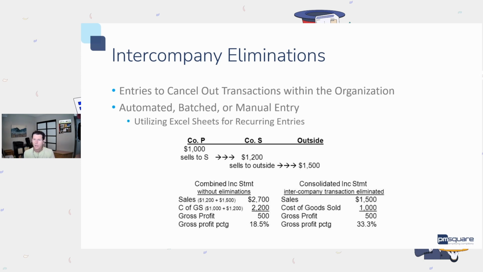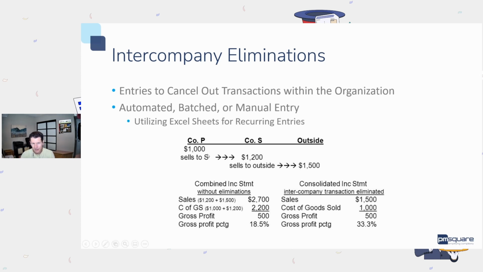So for those not familiar, what is intercompany elimination? That's when you need to post entries to cancel out transactions within the organization. I believe this was a hot button topic for Enron, not eliminating their intercompany transactions and posting bogus revenue numbers.